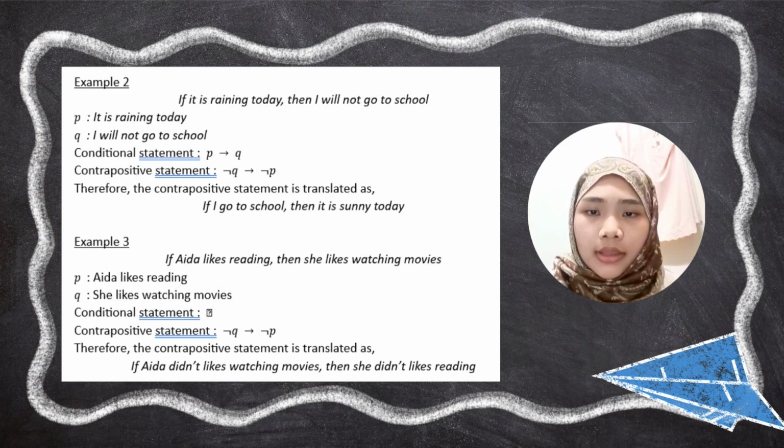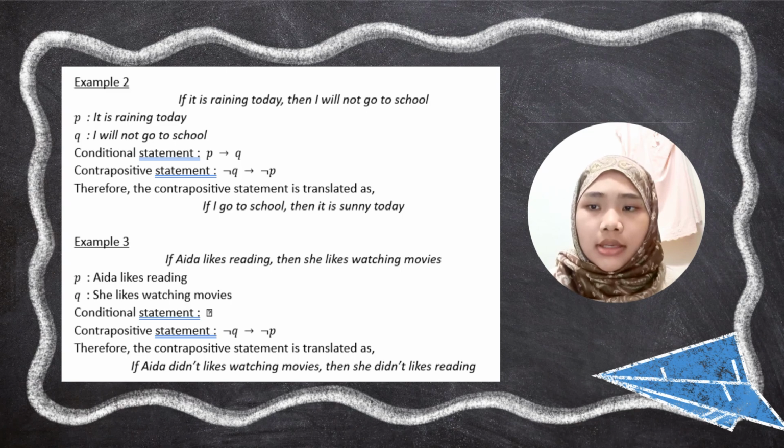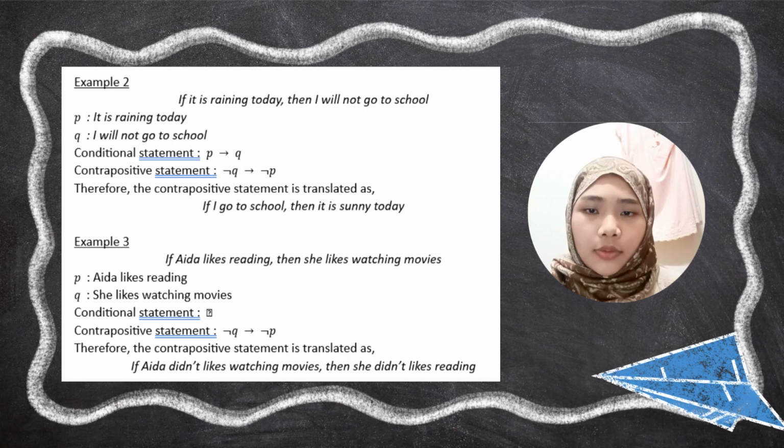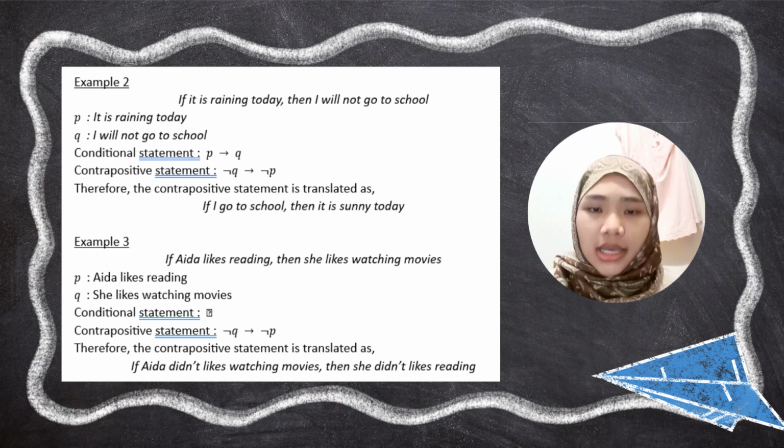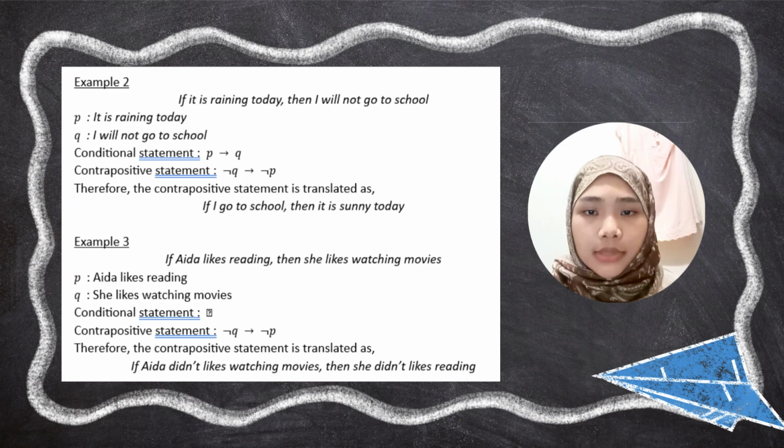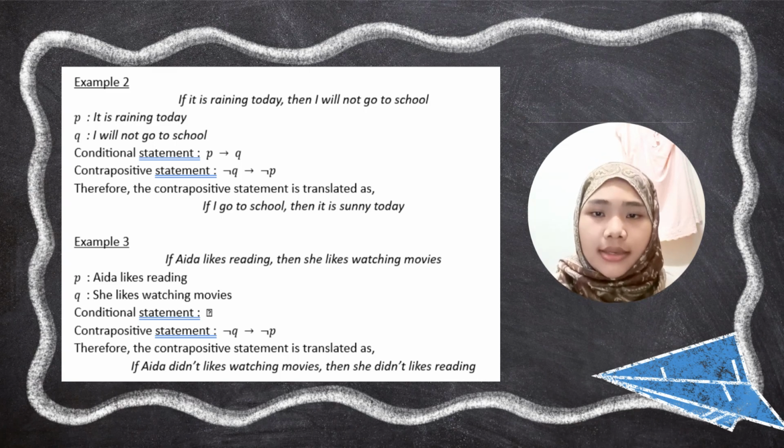Example 3. Given an original statement, if Ida likes reading, then she likes watching movies. P will be Ida likes reading. Q will be she likes watching movies. So the conditional statement will be if P then Q. And the contrapositive statement will be if not Q then not P. Therefore, the contrapositive statement is translated as if Ida didn't like watching movies, then she didn't like reading.